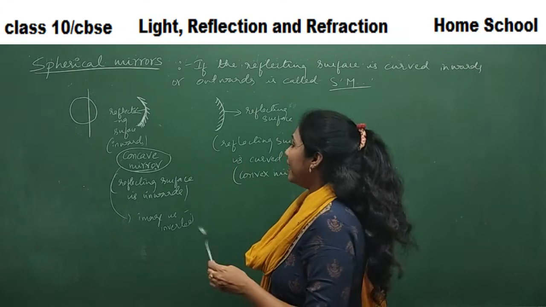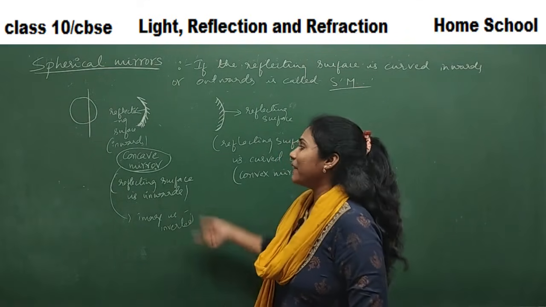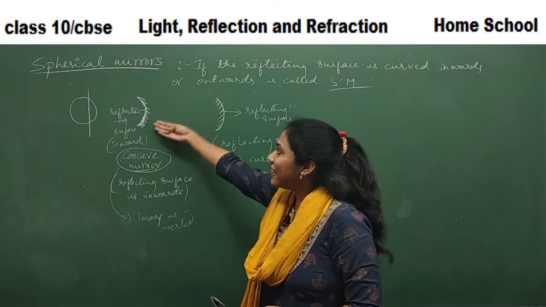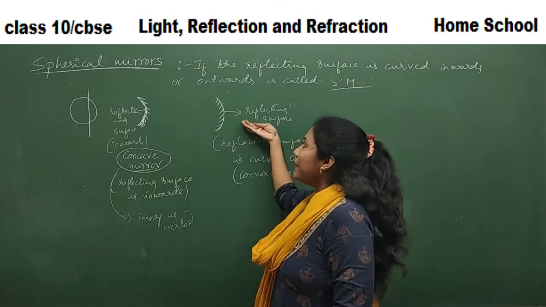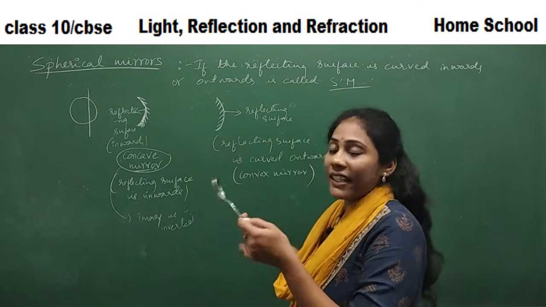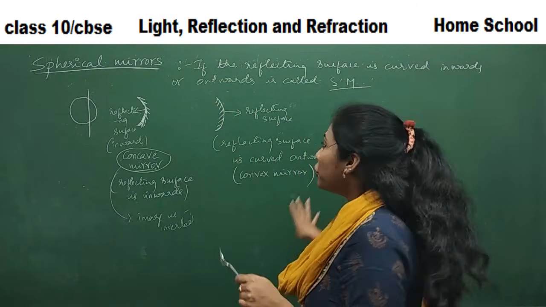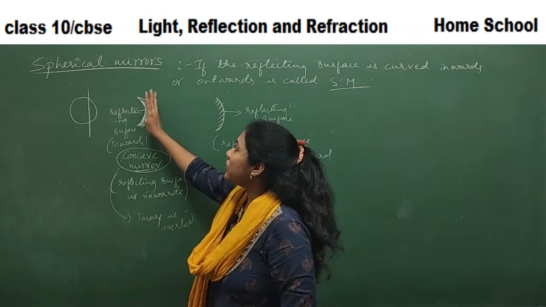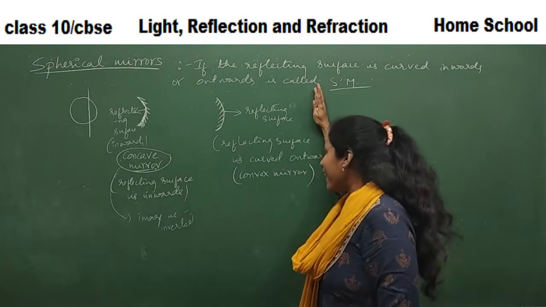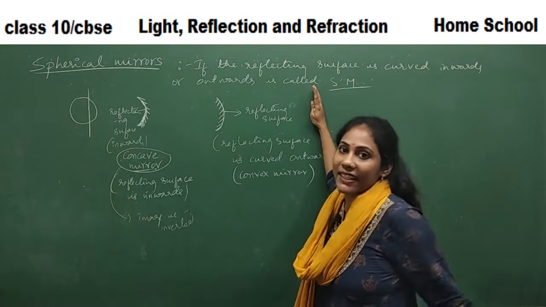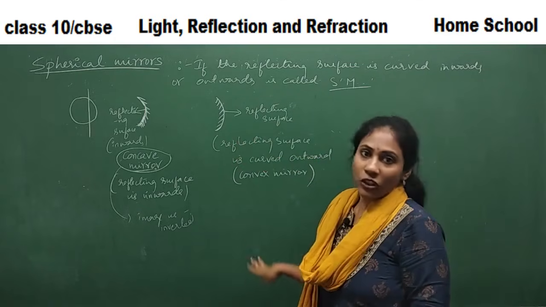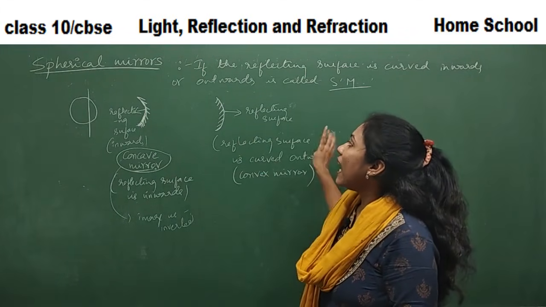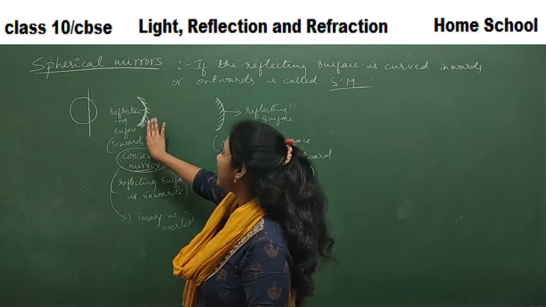Clear, everybody? The images look different in concave and convex mirrors. The images don't look the same. You can observe that with the help of a spoon itself. So these are two different types of mirrors. Here the image has different characteristics, and convex mirror images have different characteristics. We are going to study all of them in this chapter. Before that, let us understand the terms related to spherical mirrors.